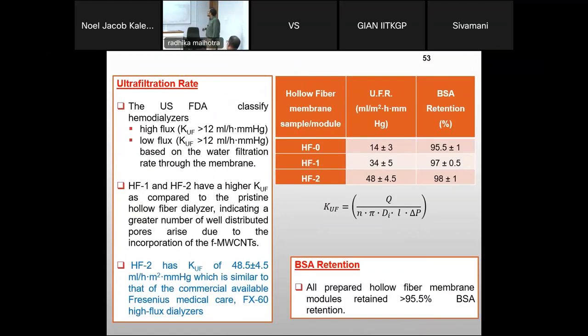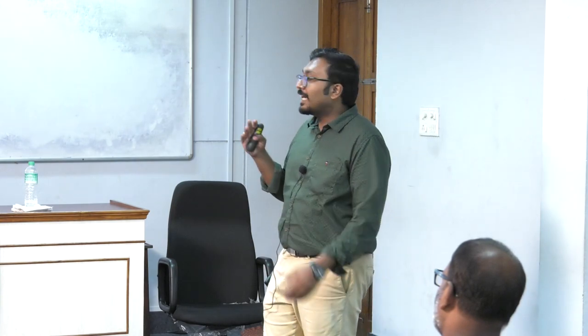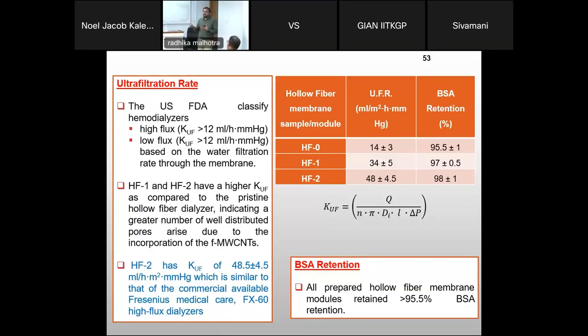Ultrafiltration rate. These are for the hollow fiber membranes, and they were around 48. We have used very small hollow fiber modules, around 5 to 10 fibers itself. The ultrafiltration rate improved from 14 ml per hour per meter square per mmHg to 48. And the BSA retention here was better than the previous flat sheet membranes, with greater than 98% BSA retention. These results are somewhat similar to the commercial membranes sold by Fresenius or Asahi, etc.